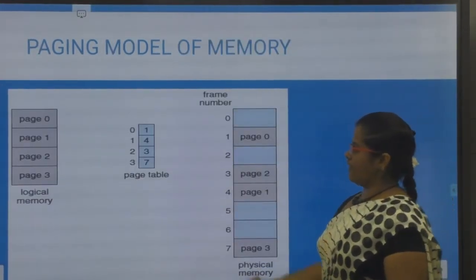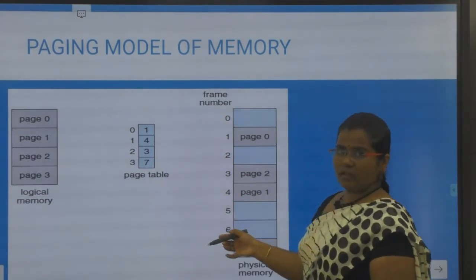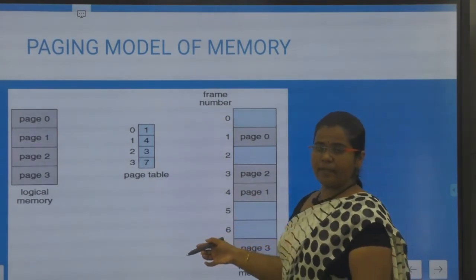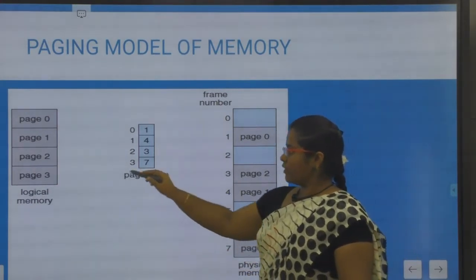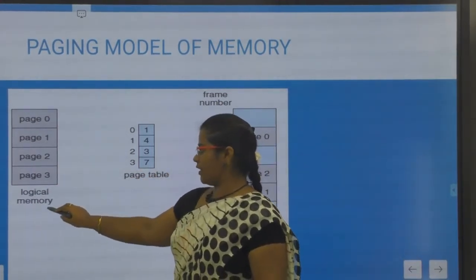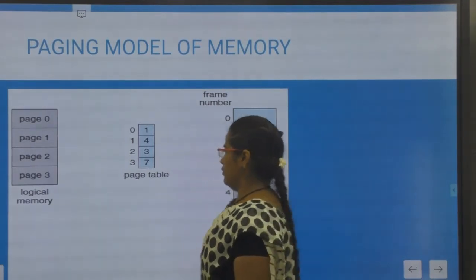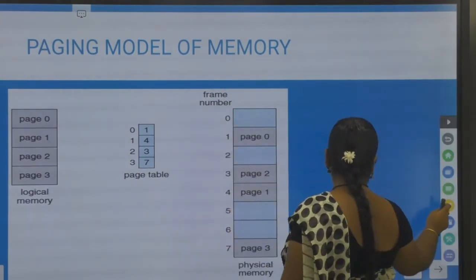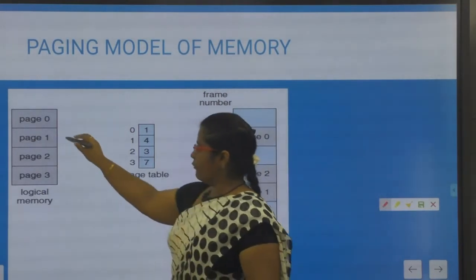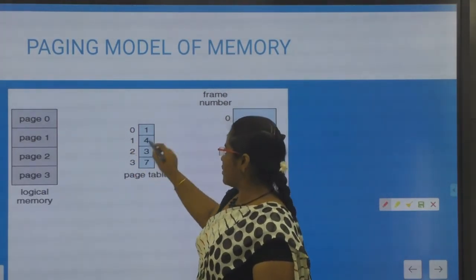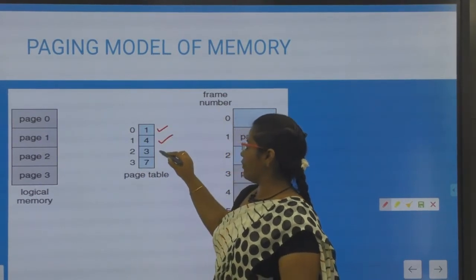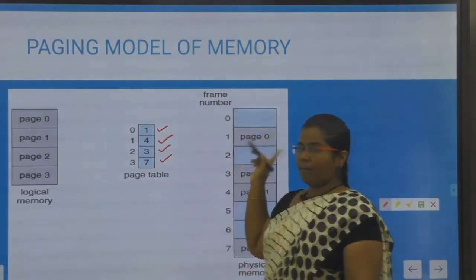Now if you observe, you can consider this as an example. I have in my logical memory, that is in my secondary memory, a process with 4 pages, page 0, 1, 2, 3, and these 4 pages are situated in frame 1, frame 4, frame 3 and frame 7 in the main memory.